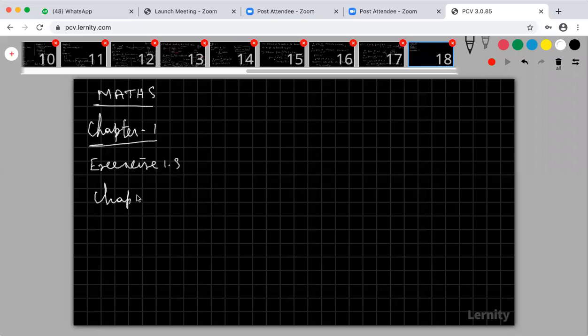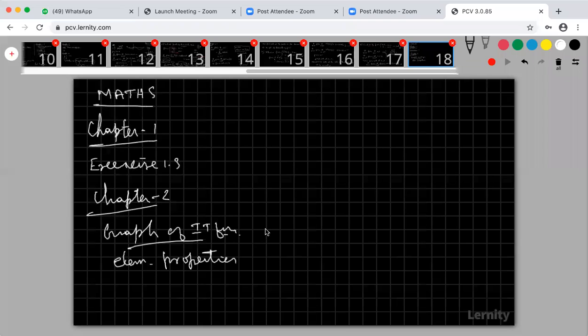What is in chapter 2? In chapter 2, nothing is eliminated in the exercises, only some simple concepts. The graph of the inverse trigonometry function is eliminated, and some elementary properties. Elementary properties means simple properties. There are many properties given, but only the simple properties are deleted, and the graph of inverse trigonometry function. Mostly they never ask questions on the graph of the inverse trigonometry functions, but that portion is deleted.